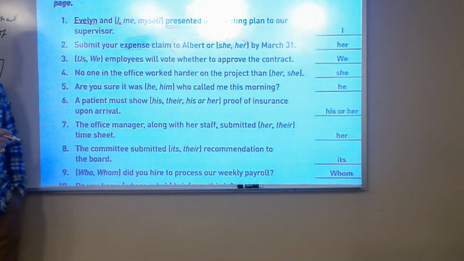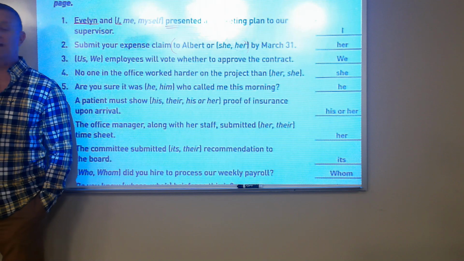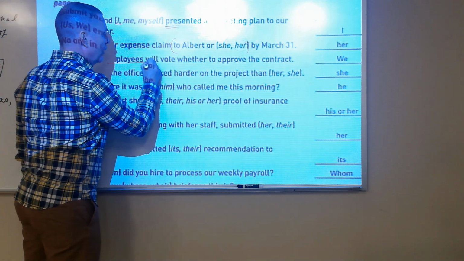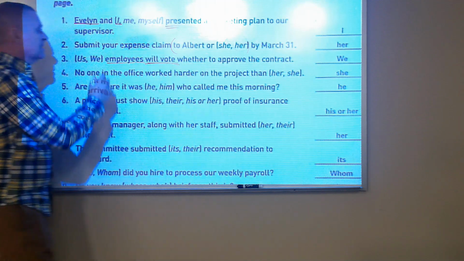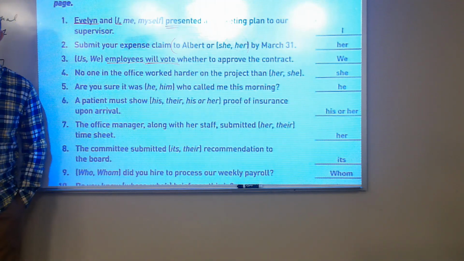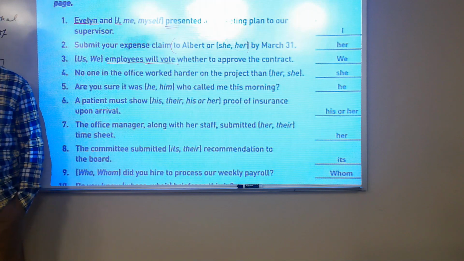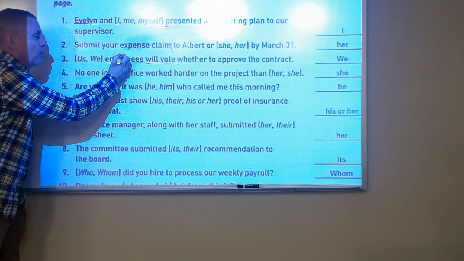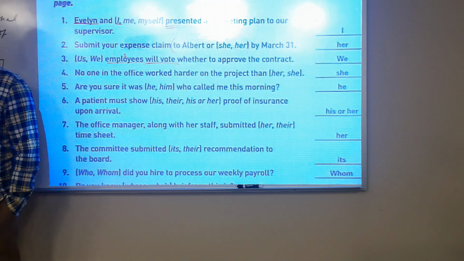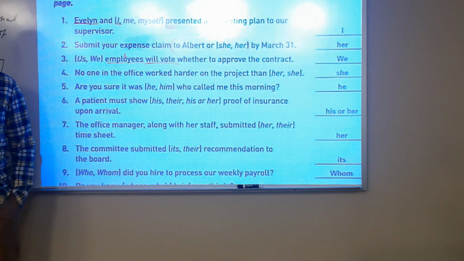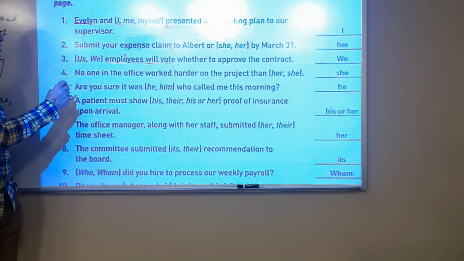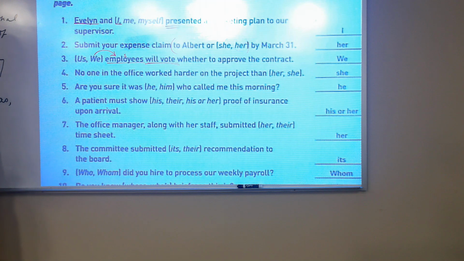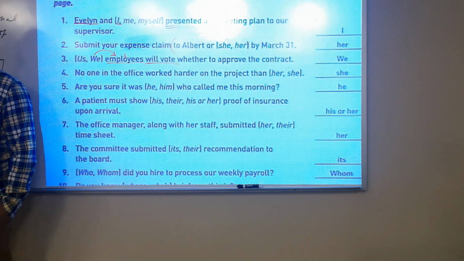Okay, then number 3. Us employees or we employees will vote. So employees is your subject, will vote is your verb. So we have a subject, and then we have a noun that's referring to that particular subject. Since this is a subject, the word employees, I want to use a subjective case pronoun to refer to it. I, we, you, he, she, it, they. We employees will vote whether to approve the contract.